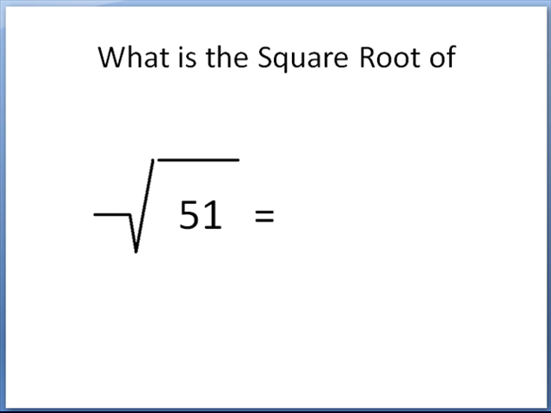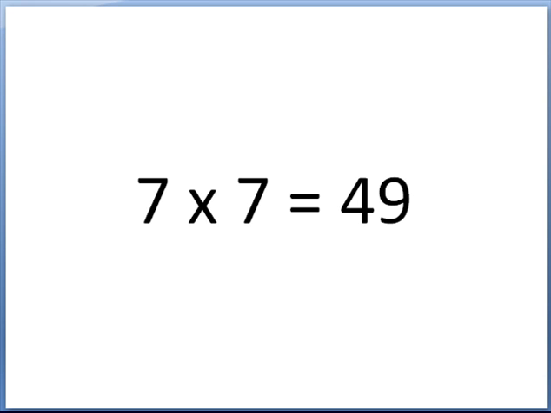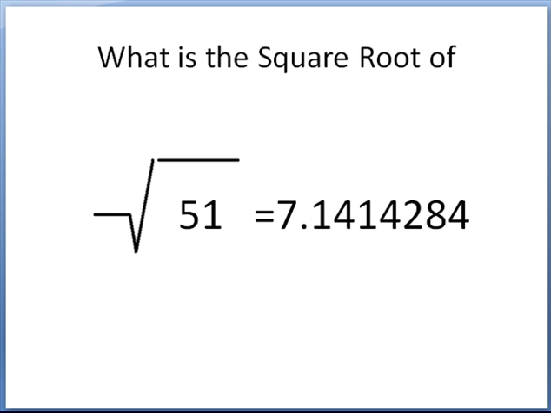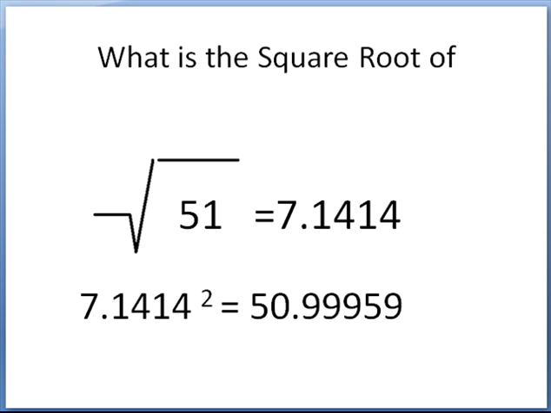What's the square root of 51? We already know that 7 times 7 is 49, so the square root of 51 would be just a bit more than 7. It's actually 7.1414284. If we were to multiply or square 7.1414, we come up with 50.99959. Not exactly 51, so the square root of 51 is an irrational number, and it can't be represented with just a decimal number, so we can only approximate it.